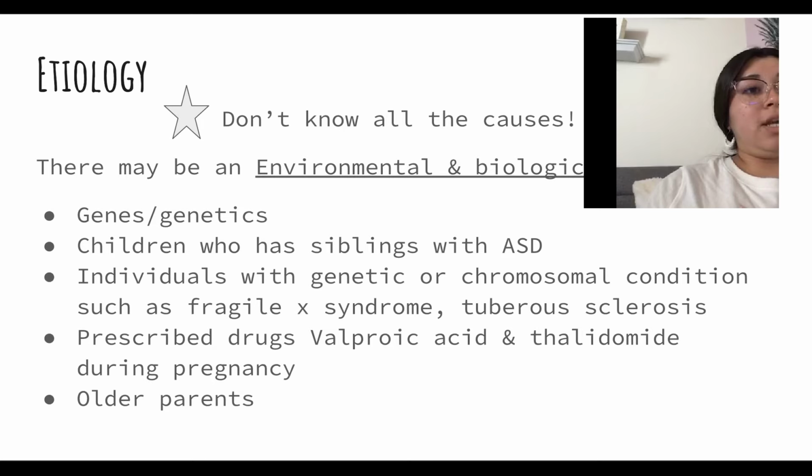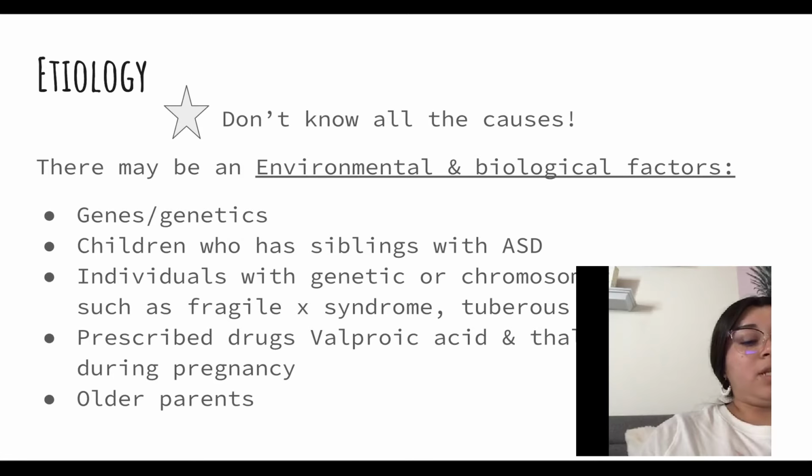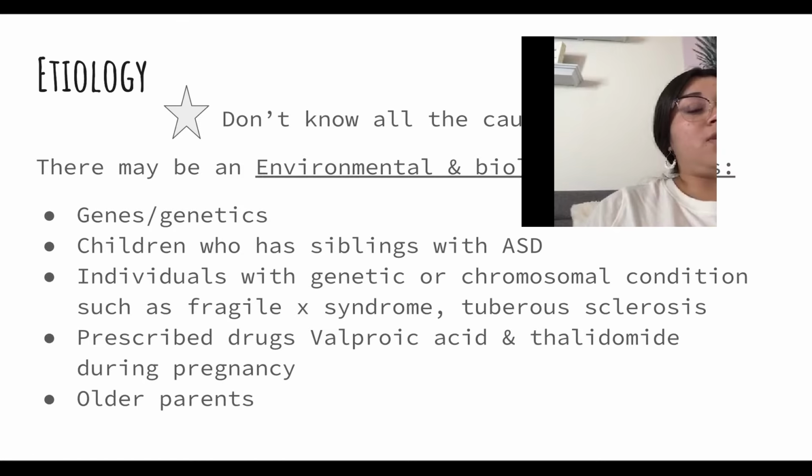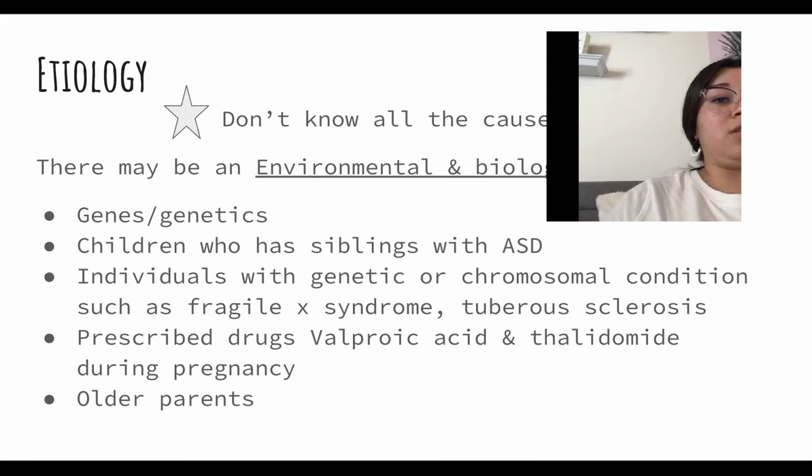Etiology. Where does ASD stem from? We don't know all the causes of ASD, but there may be environmental and biological factors, such as genetics, children who have siblings with ASD, individuals with a genetic or chromosomal condition such as Fragile X syndrome, tuberous sclerosis, prescribed drugs such as valproic acid and thalidomide during pregnancy, and older parents.